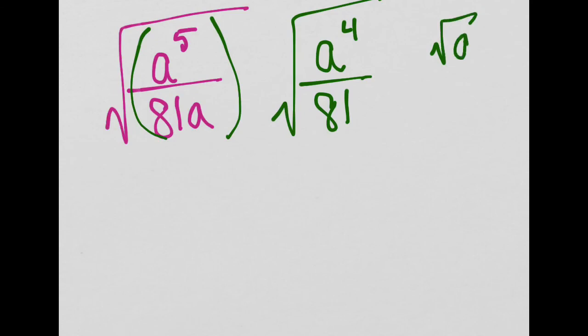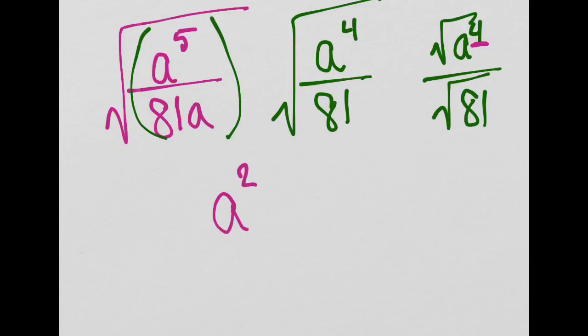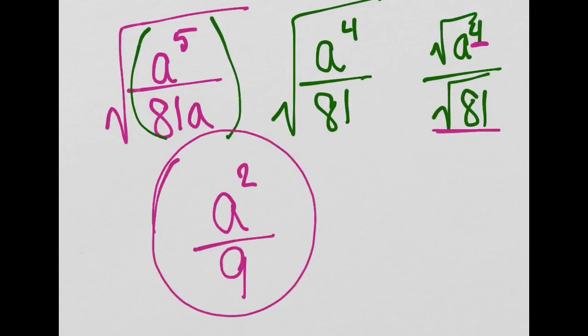So then I separate it to the square root of a to the 4th over the square root of 81. Again, I'm going to look at this right here. It is an even exponent. So when I take half of that, it is a squared. The square root of 81 is 9. I've now eliminated those radical symbols.